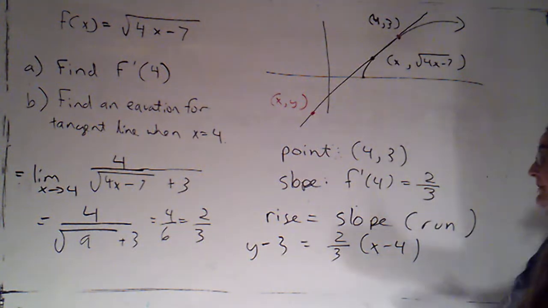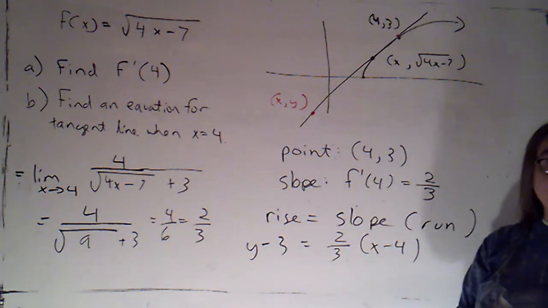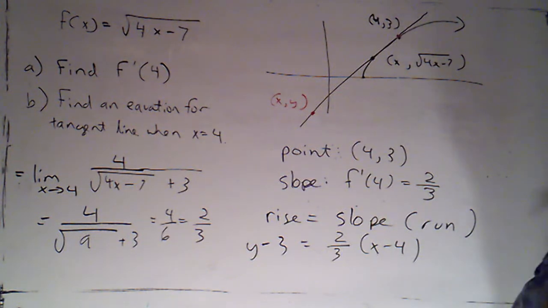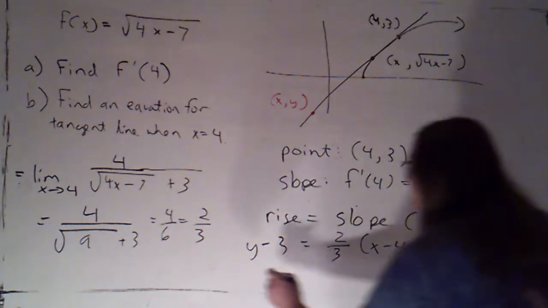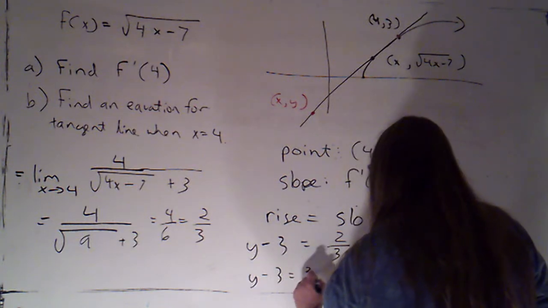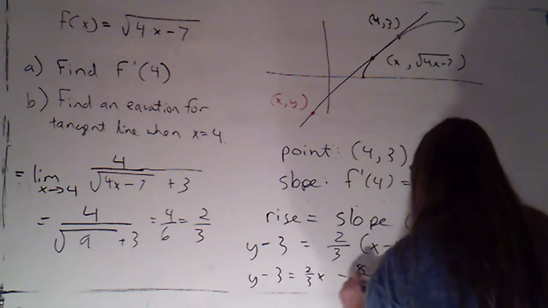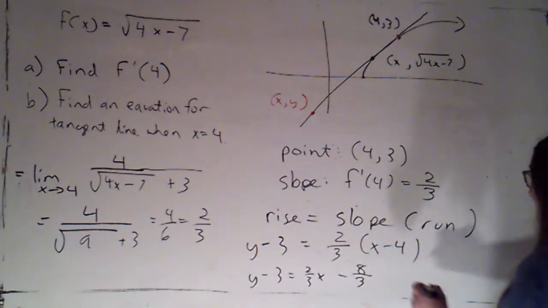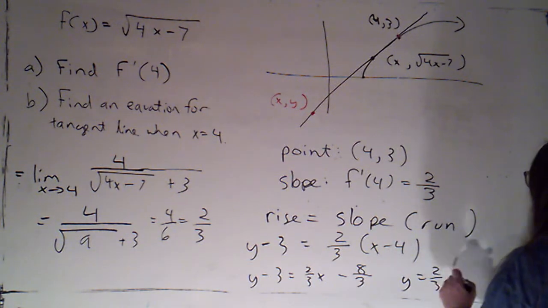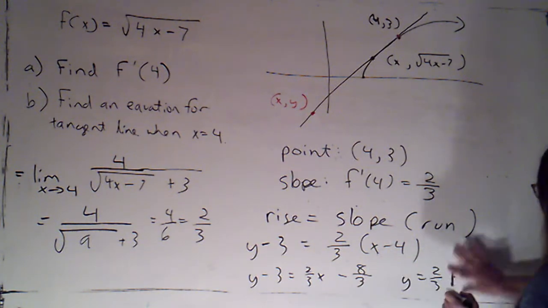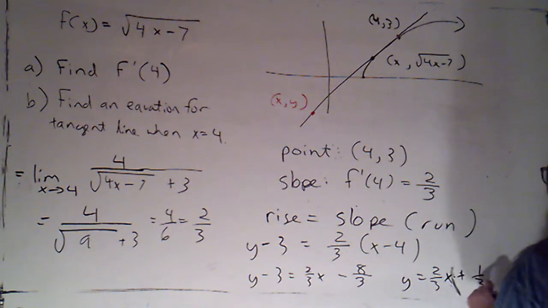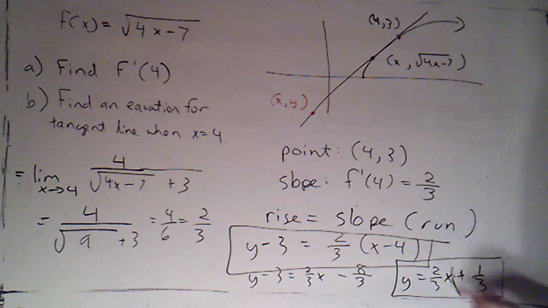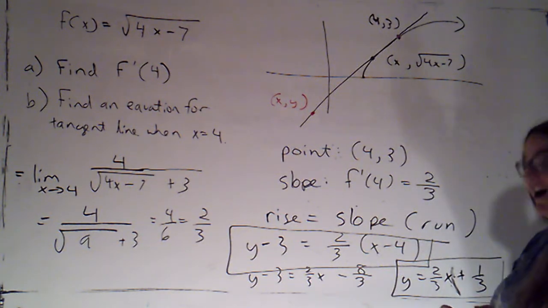I'm totally fine if you stop here and you give me the equation in this form. That's a perfectly acceptable equation for a tangent line. If you prefer, you can solve it for y. So this would be y minus 3 equals 2/3 x minus 8/3. And then I could add over that 3, which would just be 9/3. So we get y equals 2/3 x plus 1/3. Either of these would be a perfectly acceptable form for an answer on a quiz or an exam.